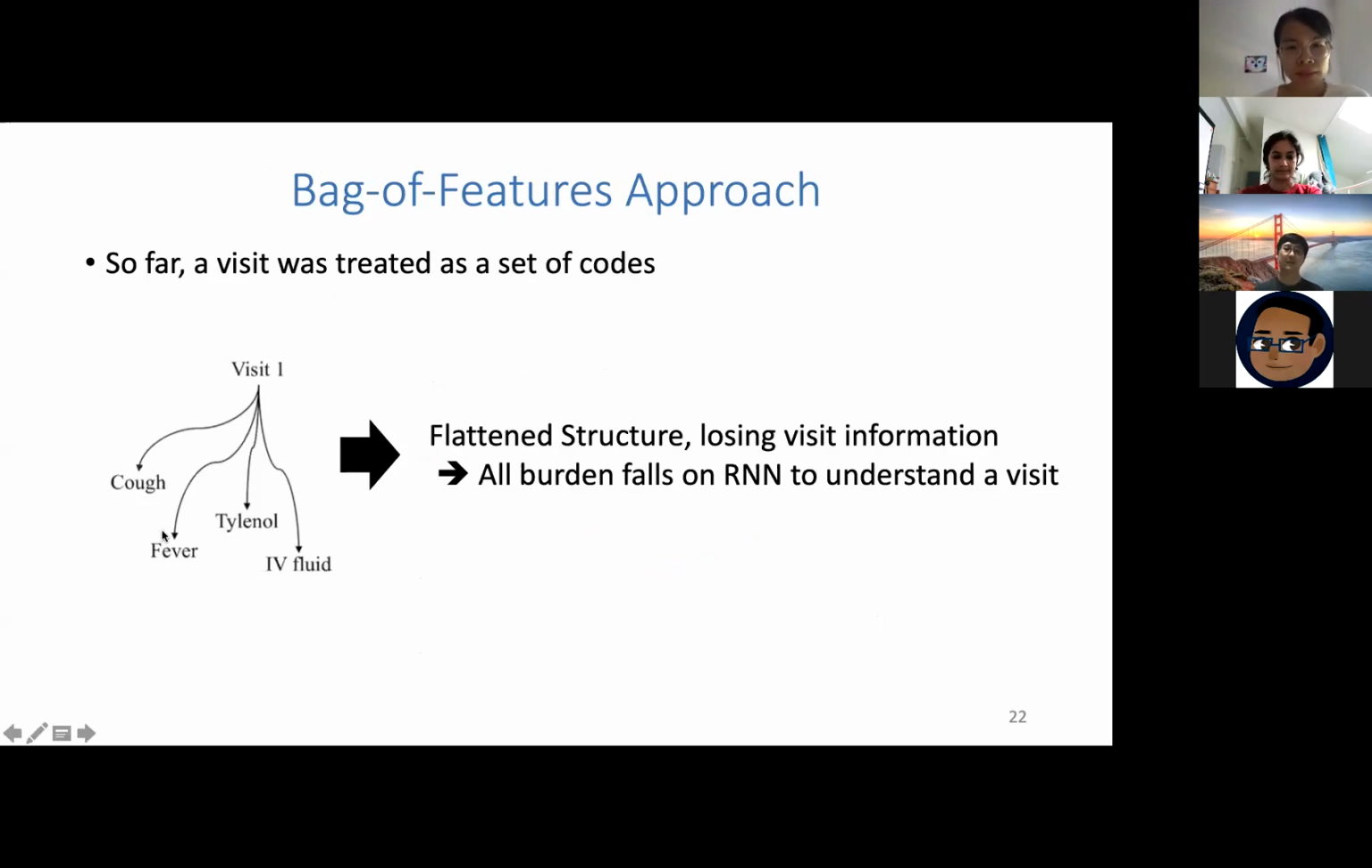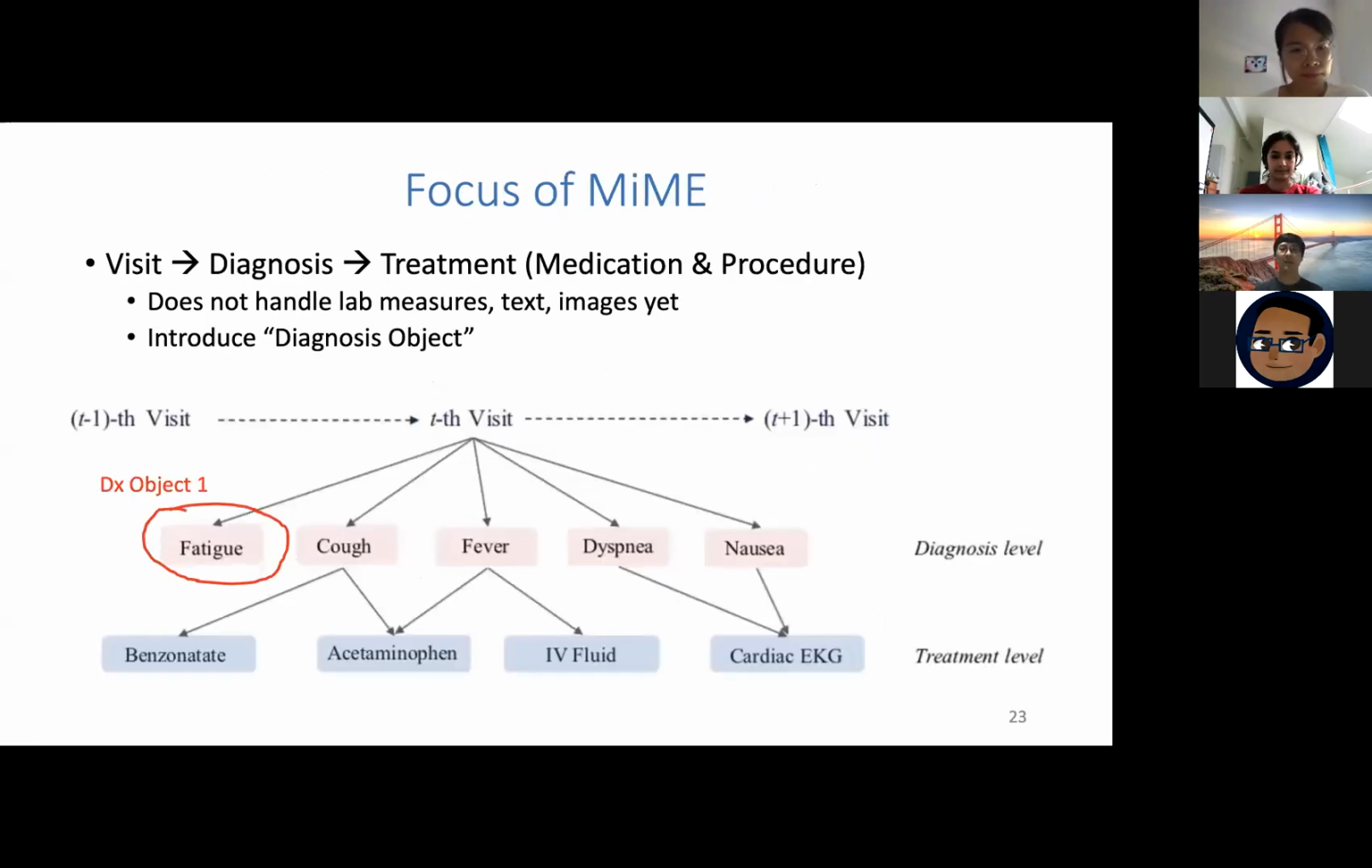So probably not a good idea. So what I did in MIME was to propose we take a look at the structure of EHR and then exploit it if possible. So simplifying, again, that former graph: we have a sequence of visits, and each visit consists of layer 1, which is the diagnosis layer, and layer 2, which is the treatment layer.